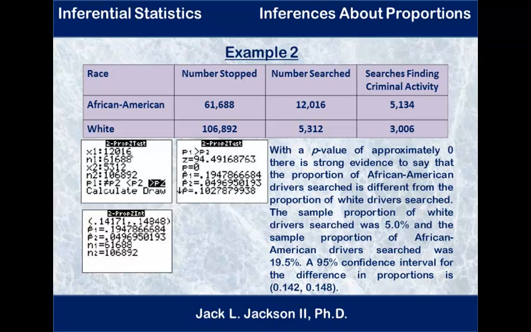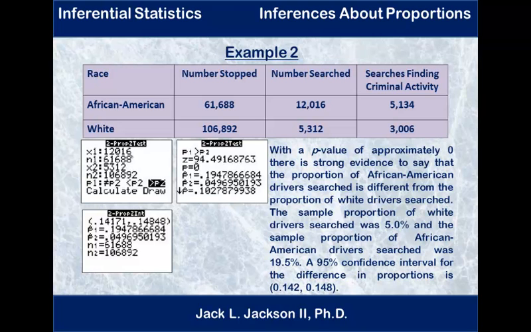And if you arrow down, it would give you this. The only thing left would be the two sample sizes, which we already know. So with the p-value of approximately 0, there is strong evidence to say that the proportion of African American drivers searched is different from the proportion of white drivers searched. The sample proportion of white drivers searched was 5%, and the sample proportion of African American drivers searched was 19.5%.